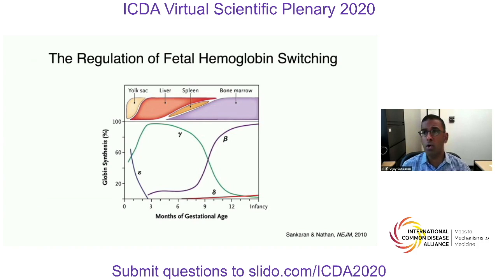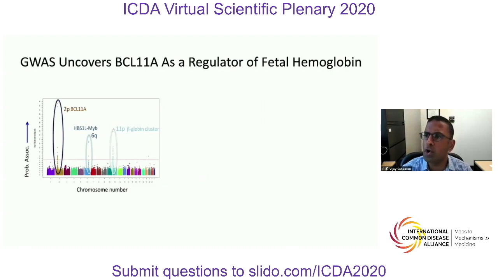It's long been known that this can have a clinical benefit, but how this process was regulated was poorly understood despite decades of study. We were fortunate to be involved in one of the earliest genome-wide association studies to look at variation in fetal hemoglobin levels. And this revealed 3 regions of the genome that were associated with fetal hemoglobin levels, including this region on chromosome 2 within the gene BCL11A that intrigued us.